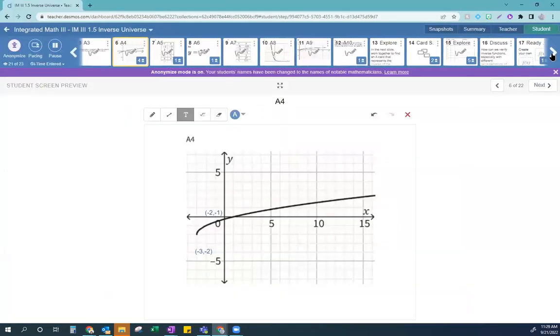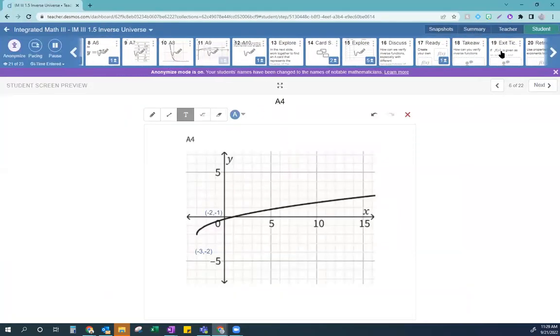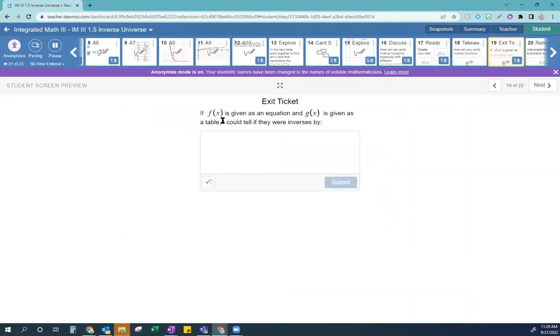So slide 19 was your exit ticket. If f of x is given as an equation and g of x is given as a table, I could tell if they were inverses by what? If you were given an equation and then a table, what's your best guess? Can you tell me in the chat? What's your best strategy for if f is given in an equation and g is given in a table? I'll wait for your responses.